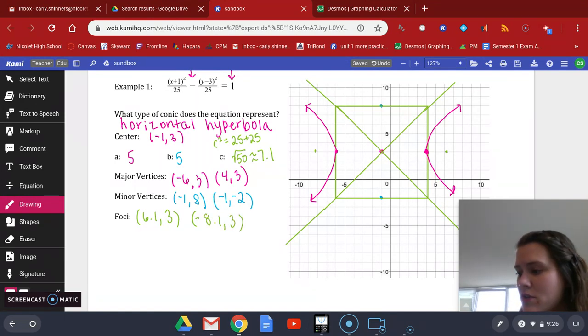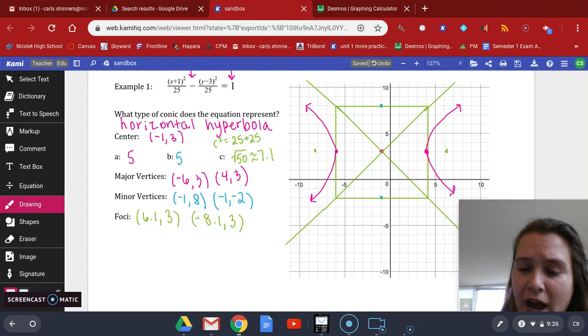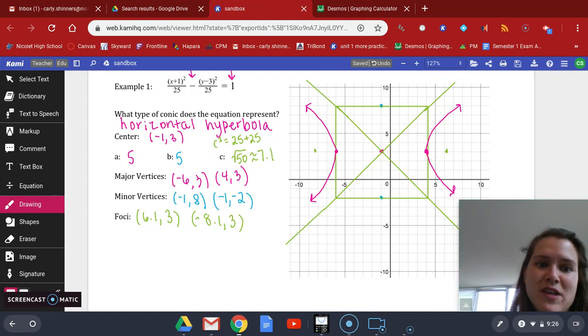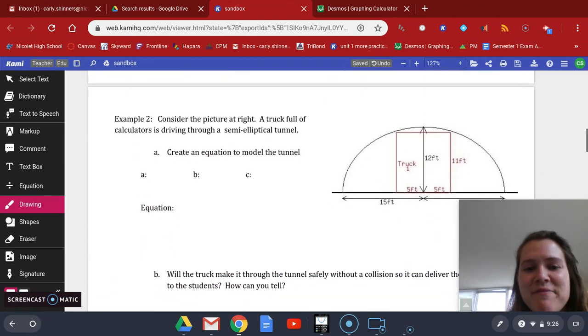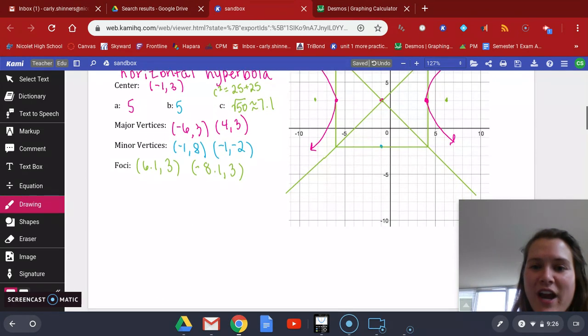Okay, so those are my two foci, and just always, like I said, make sure that your foci for a hyperbola are outside of those major vertices, okay? Think of them maybe like a pea in a bowl, because I always use green for my foci. Alrighty, so that's the hyperbola, a little review there.